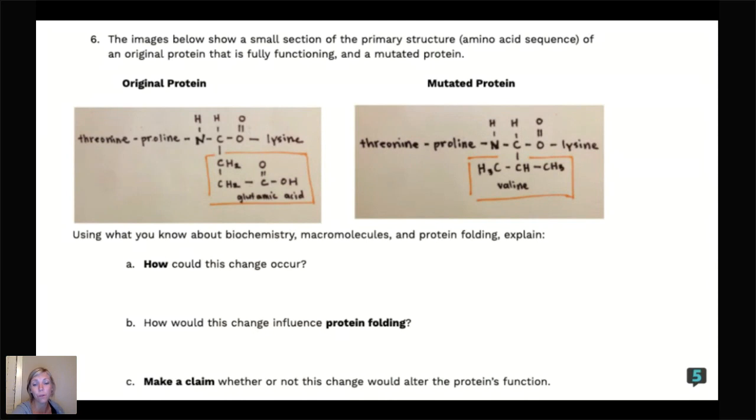B, how would it influence protein folding? On this one, I would want you to get really specific and talk about, okay, well, we went from having an acidic amino acid to now something that is hydrophobic, it's nonpolar, right? It's just a bunch of carbons and hydrogens. When you think of carbons and hydrogens, think back to the macromolecule of a fatty acid, and fatty acids make up lipids, right? Lipids don't like water. So we went from something that's acidic to something that is hydrophobic.